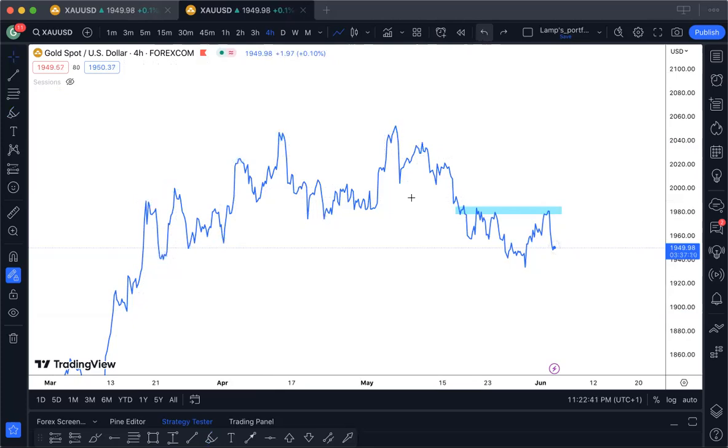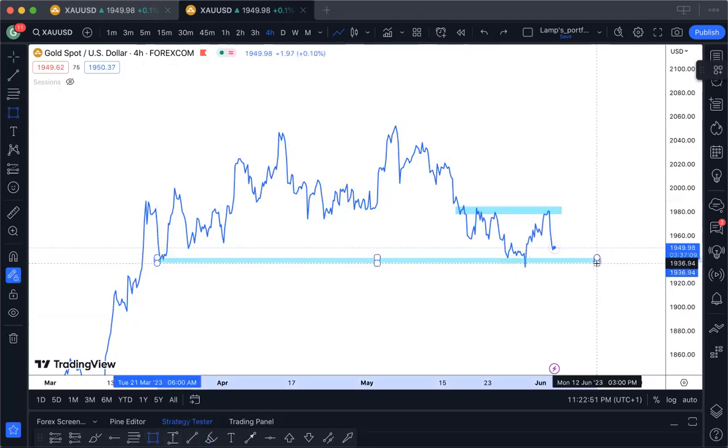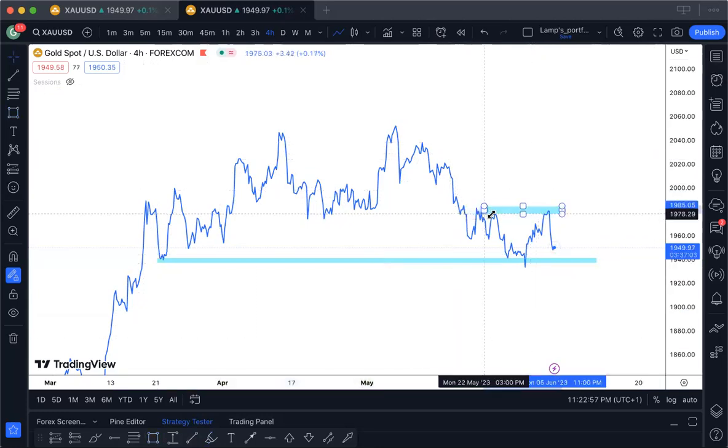So depending on where the market is right now, you can mark those major levels. A typical one is this level. You can mark this level as a major level, right? You can mark this level.